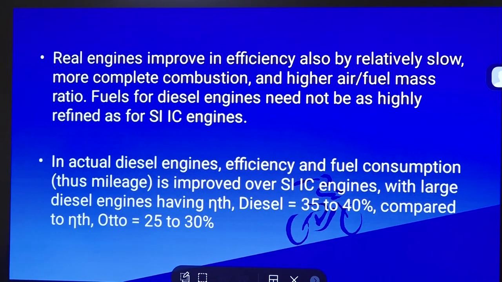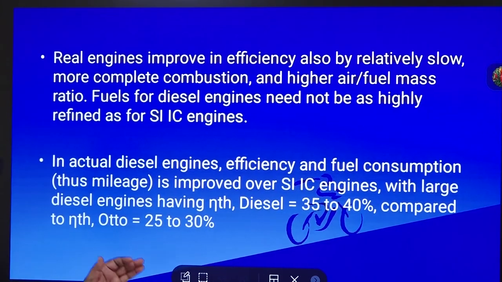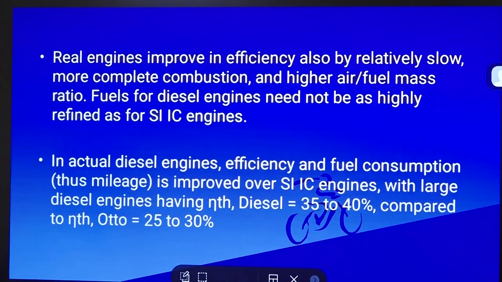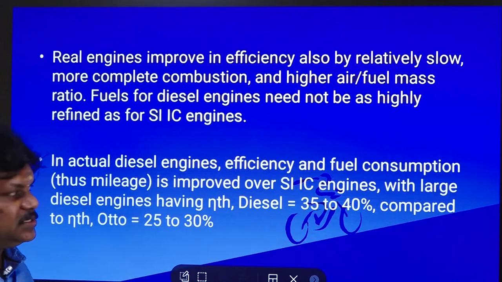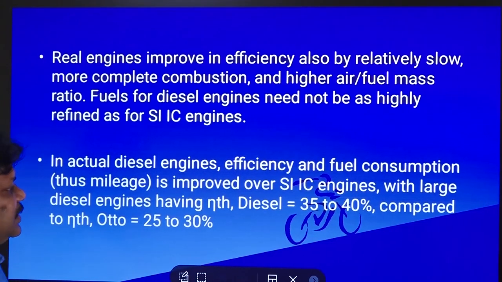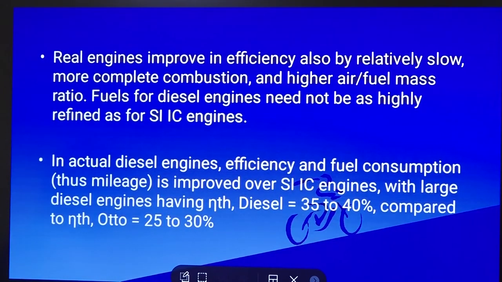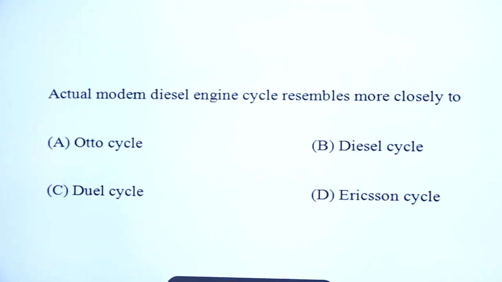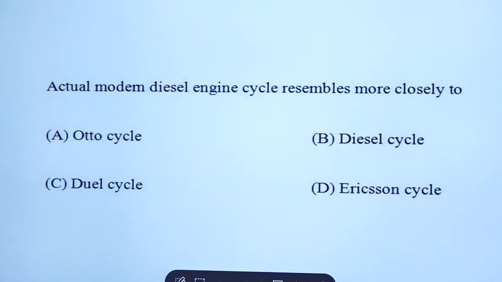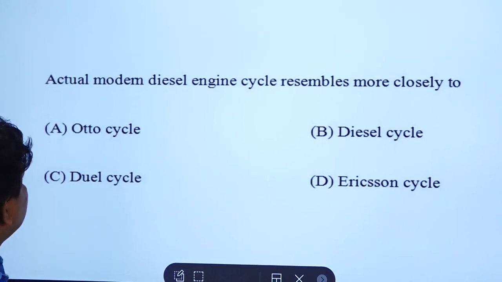In case of actual diesel engines, the efficiency and the fuel consumption are improved over SI engines, with large diesel engines having a higher thermal efficiency of around 35% to 40% when compared to the Otto cycle. Now we can go to the objective type and numerical type questions.